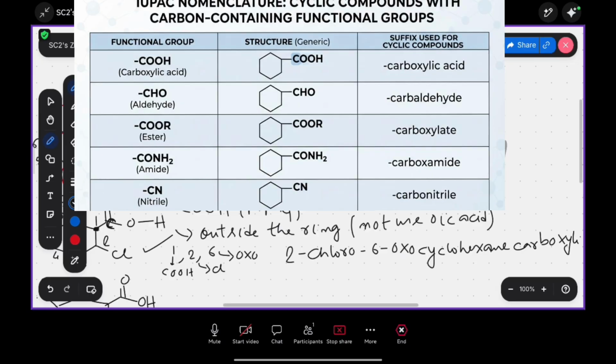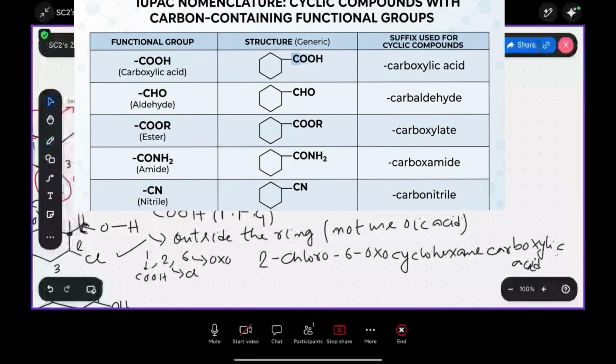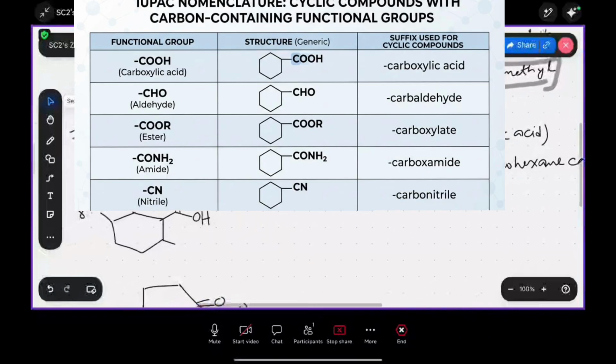If the CO2H group would have been inside the ring, then we could have used oic acid. But it is outside the ring. The whole COOH is outside the ring, so what do we call it? Carboxylic acid. If there were CHO here, we would call it carbaldehyde. Outside the ring it is carboxylic acid; inside the ring it would be oic acid. Now the next one is the 8th example.